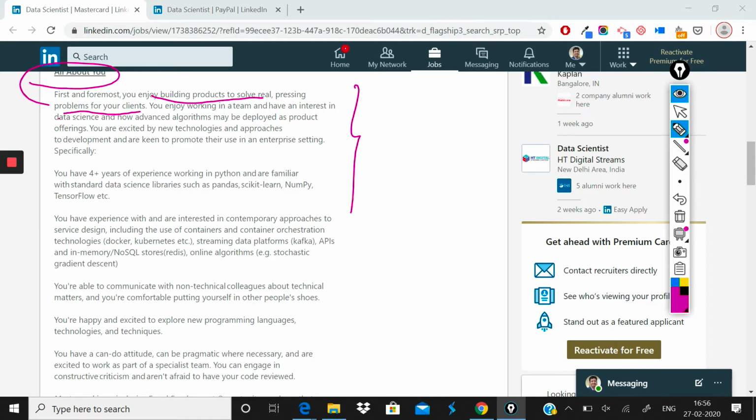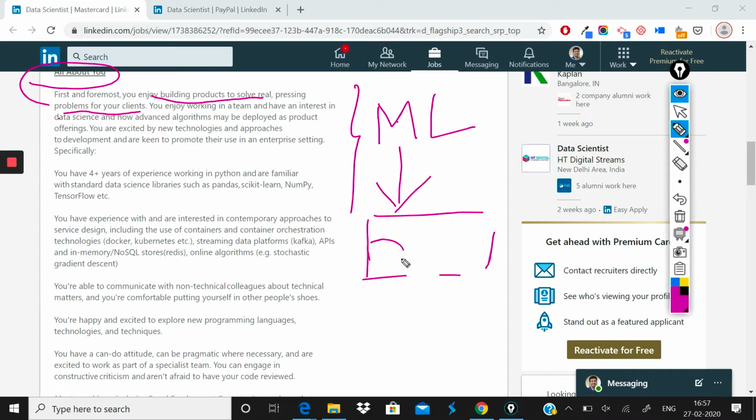The second thing you would need to have is you enjoy working on a team and have an interest in data science and how advanced algorithms may be deployed as product offering. So what they're saying is that we are not only interested in machine learning algorithms, but how they are deployed as well. If you know this, it is an icing on the cake, and I think that your chances of getting through the interview are really, really good.